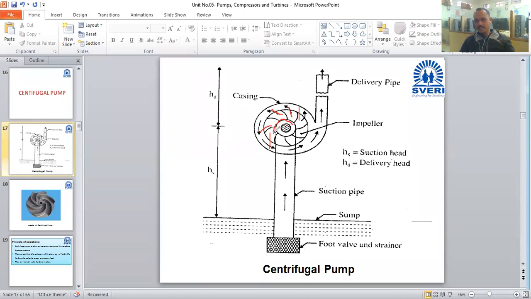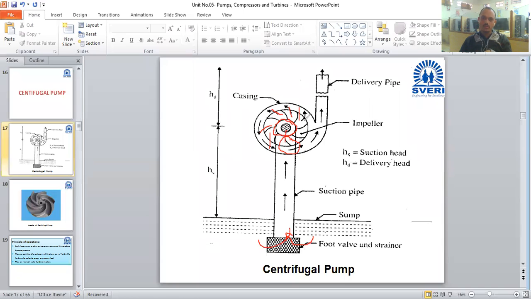Negative pressure will be created at this place, which is filled by the surrounding water, as the vacuum pulls it in. It will suck the nearest water. So this process continues, and at last, water from the sump will be sucked in, and this process will continue.